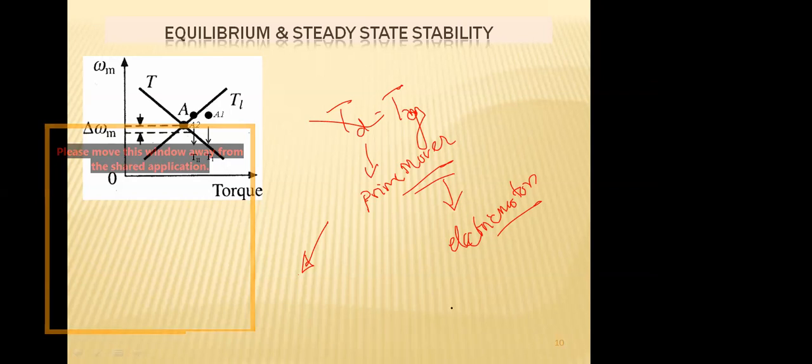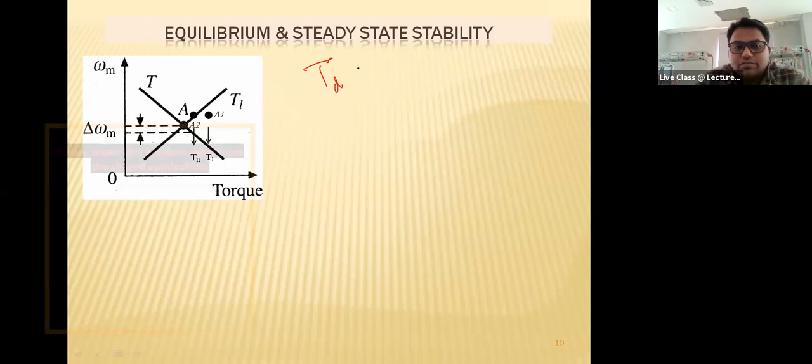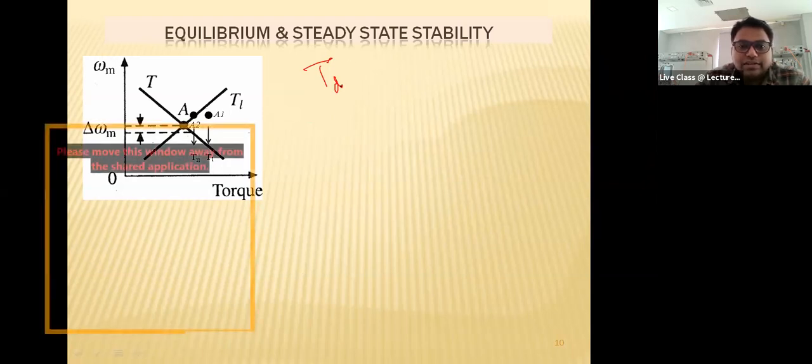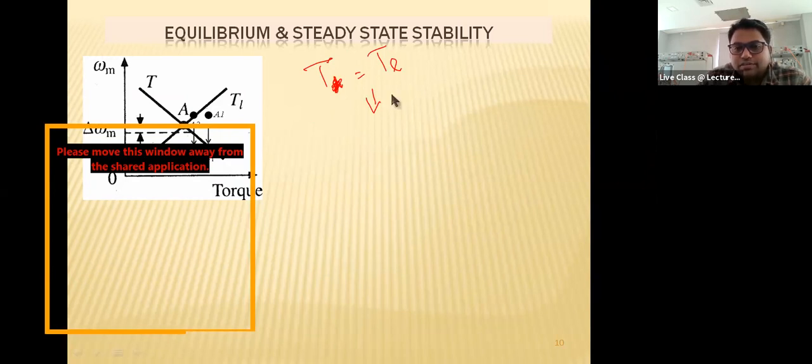So when the developed torque is equal to, say here we will use the term T, when it is equal to the load torque, then the equilibrium state is obtained. Now here it is a very important area, after which we will be ending the class.